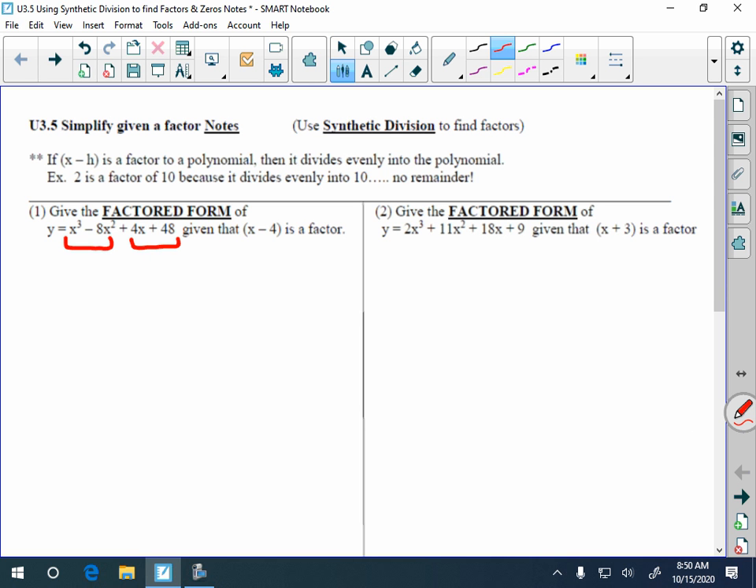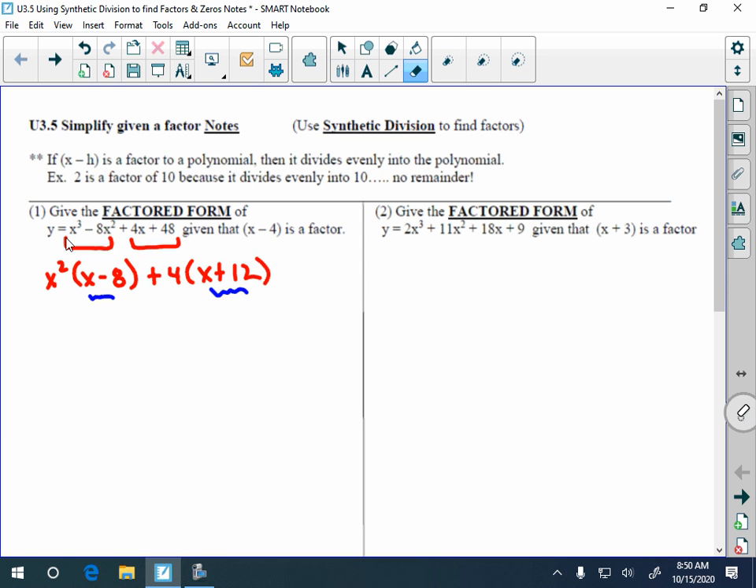All right, so we group the first two and last two. If I pull out a GCF, it's x squared, and I'm left with x minus 8. And on the second set, if I pull out a GCF, it's 4, right, and I'm left with x plus 12. Well, remember, in grouping, the two binomials that are left over have to match. They have to be the same. And they don't in this case. So this does not factor by grouping. It does factor, it just doesn't factor by grouping. So this is why we have to use synthetic division.